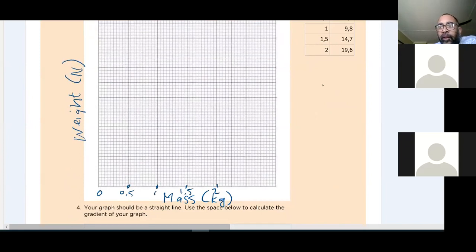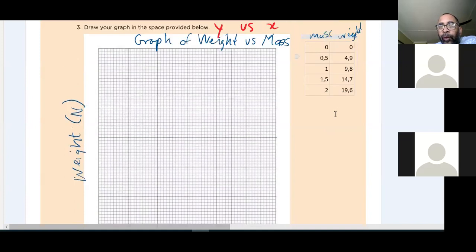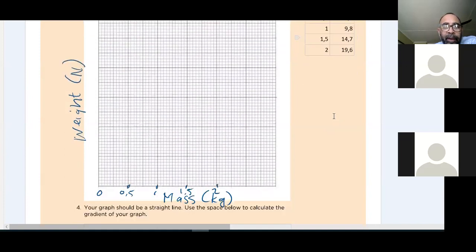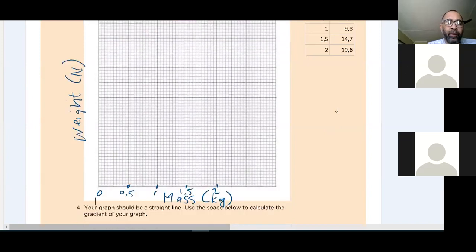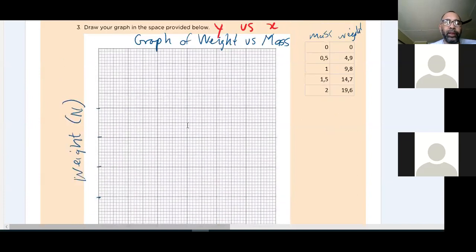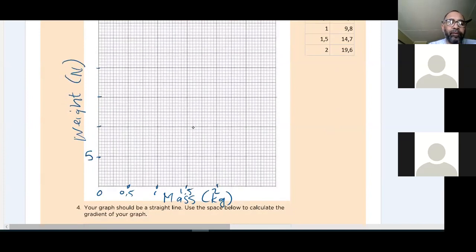The weight goes from 0 all the way to 19.6. So I'm going to try and use as much of the page as I can, and I need a scale that's going to be nice and even. If I look at these major blocks here, I need to go all the way up to possibly 20. So that could be nice in units of 5, 10, 15, 20. So every 2 little blocks here would represent 1 newton. The 0, 0 is easy to plot. Oh, by the way, I also need a 0 on that scale. 0, 0. Put a point down, little circle around it.